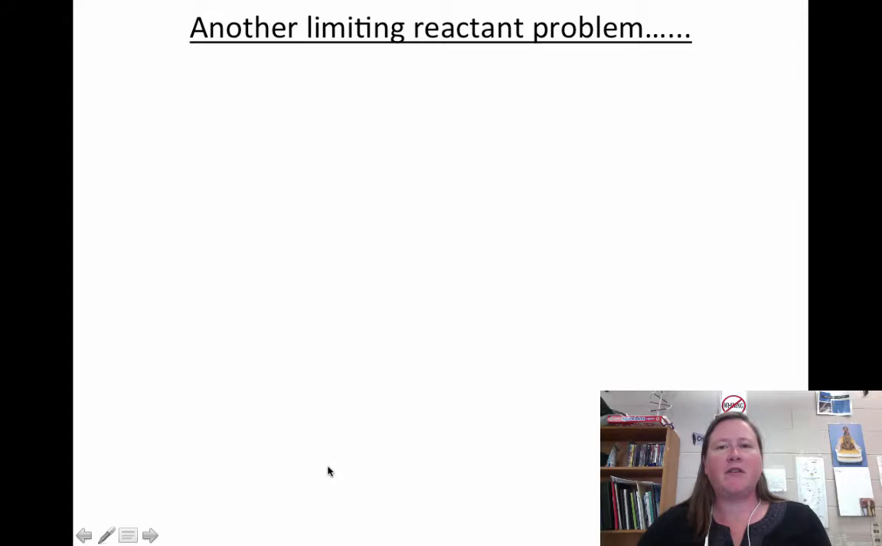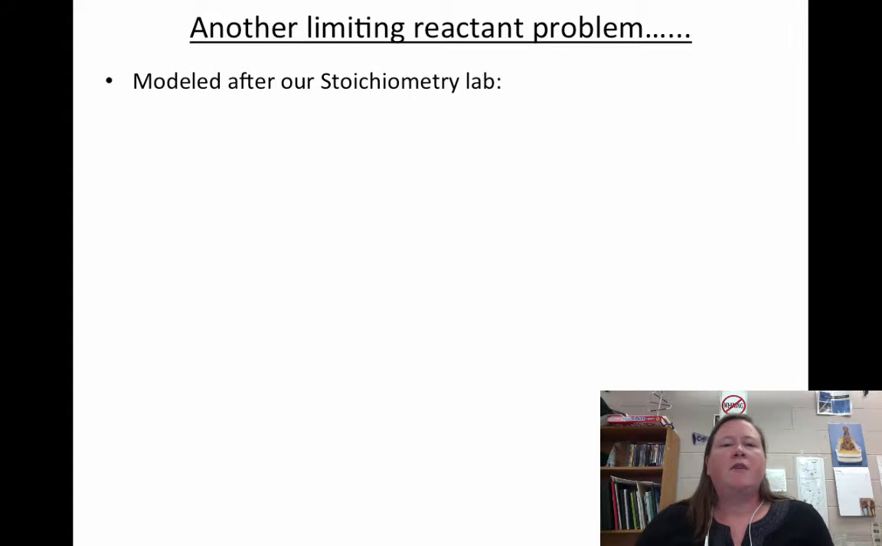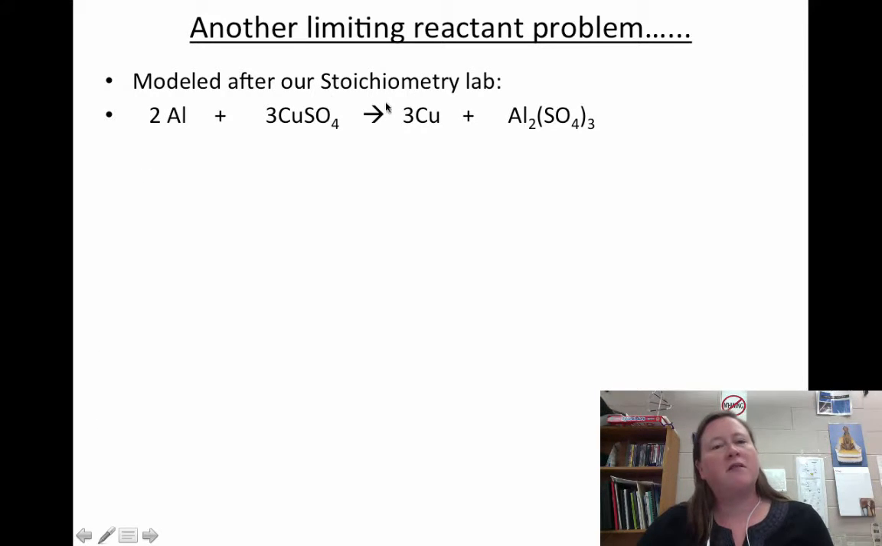Okay, here's another limiting reactant problem. If you don't have time, stop watching. Otherwise, if you want to get a little extra help, go ahead and watch. So this one's modeled after our stoichiometry lab, where we took the aluminum foil and put it in our copper sulfate, and we made copper and aluminum sulfate.